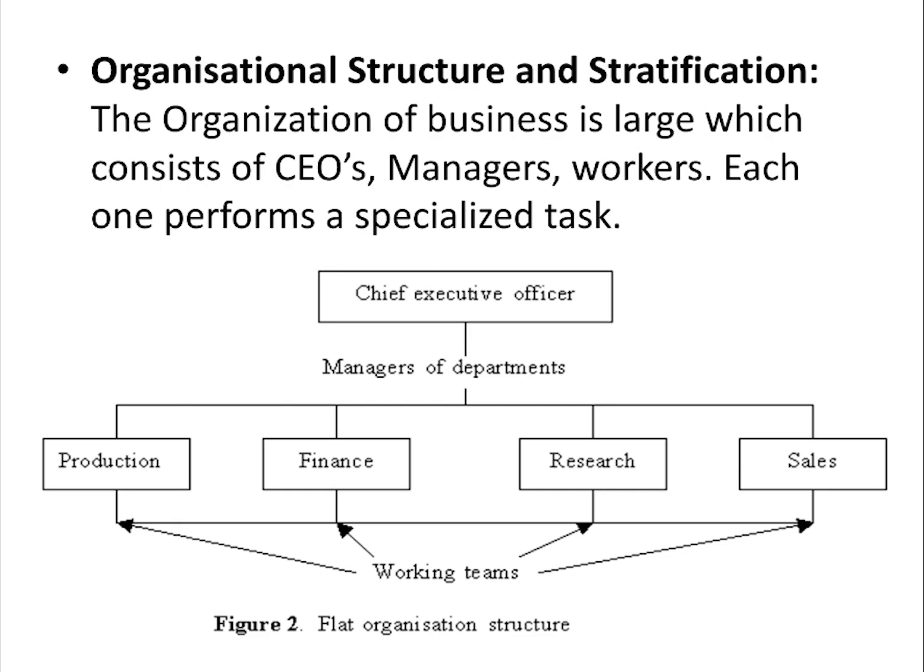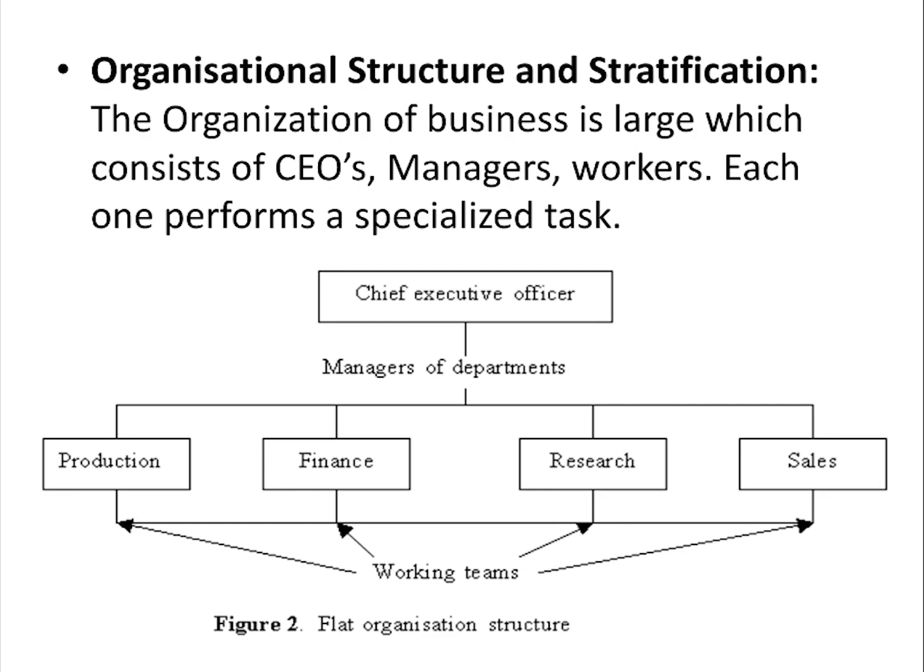The organization of a large business consists of a CEO. Under the CEO we have different managers, and under the managers we have workers. So in modern manufacturing industries, they have a division in the workforce and the management. The management levels are divided into different groups in order to earn more profit by selling their own goods. That is called organization structure and stratification.